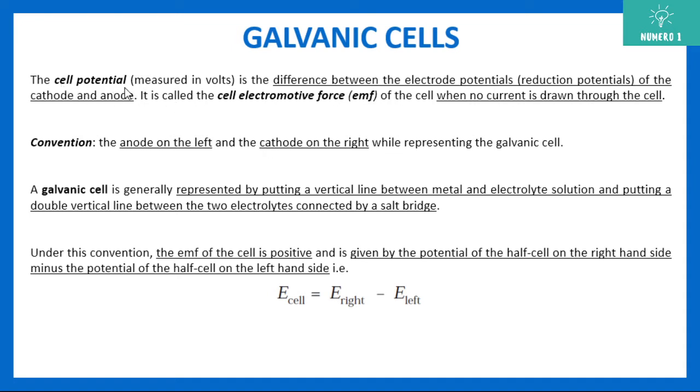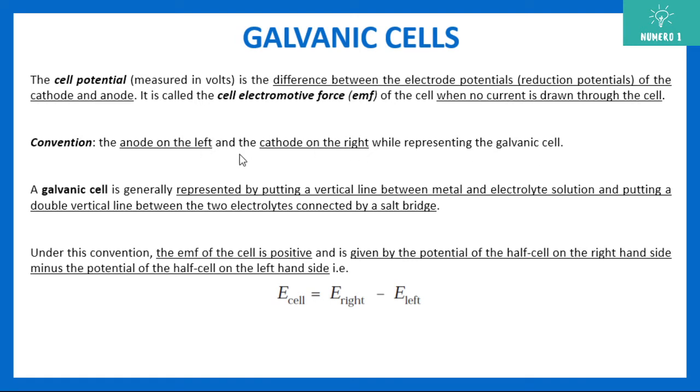And this cell potential is called the cell electromotive force, or EMF of the cell, when there is no current drawn from the cell, or when there is no current drawn through the cell. Okay. Now, by convention, anode is kept on the left and cathode is kept on the right while representing a galvanic cell.